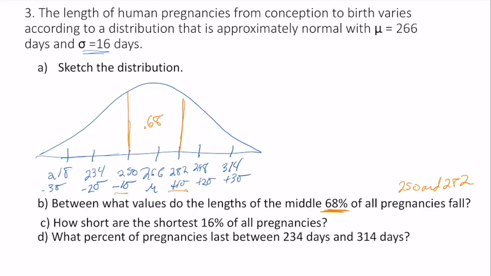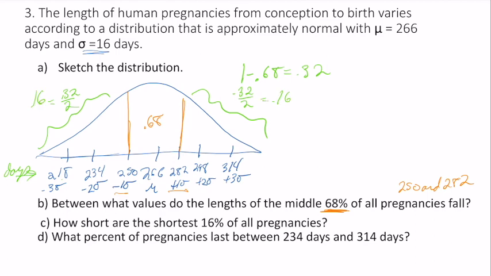How short are the shortest 16% of all pregnancies? So remember that these represent days, right? We've got 218 days, 234 days, 250 days, and so on. 0.68 falls within the first standard deviation. If I take 1 minus 0.68, that gives me 0.32. So that's going to be the area in the tails over here. But I have to divide that by 2 in order to get the area in each individual tail. That leaves me 0.16, which we can convert to 16%.